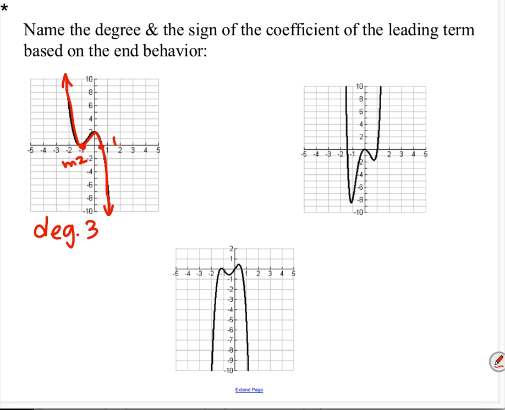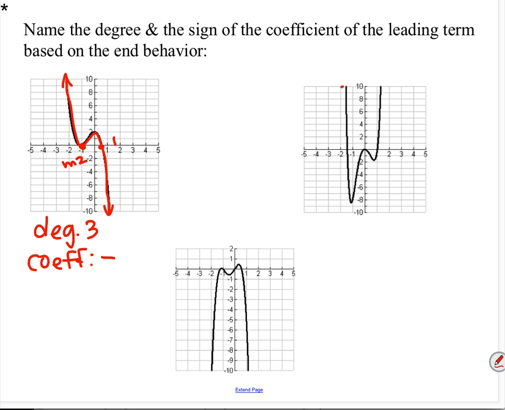And I say that because it could be like a degree 5 or 7. We don't know really technically if that multiplicity is 2 or 4 or 6. But minimum degree 3, and the coefficient, since it's decreasing, the coefficient is going to be negative. So I'm going to write it like this. So the coefficient is negative.